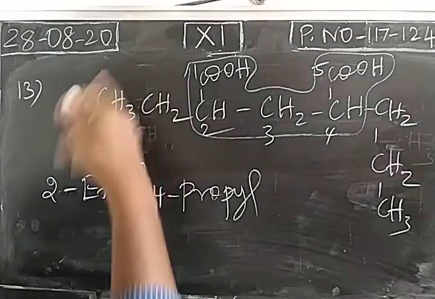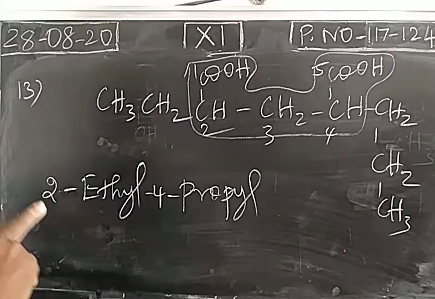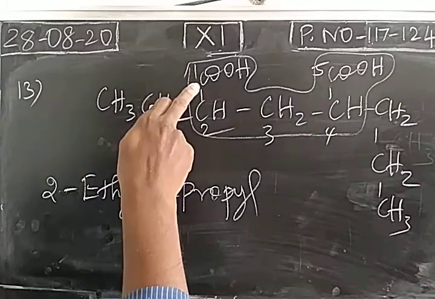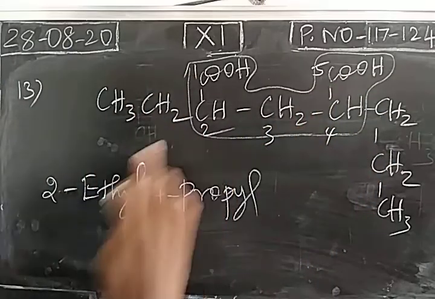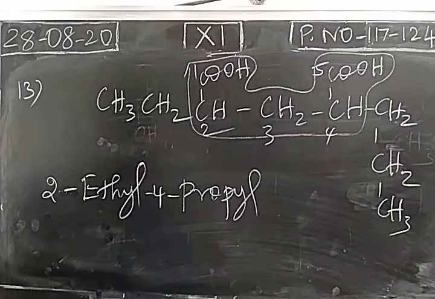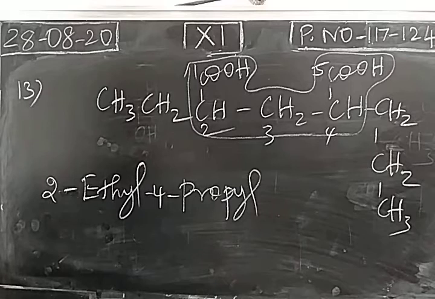Okay. So the ethyl group will come first in alphabetical order. So the ethyl group should have the lowest possible number. Then only we start numbering here. If you start numbering here, 1, 2, 3, 4, the ethyl group will get 4. That will be the wrong method. So 2 ethyl, 4 propyl, and totally 5 carbon atoms in the longest chain.